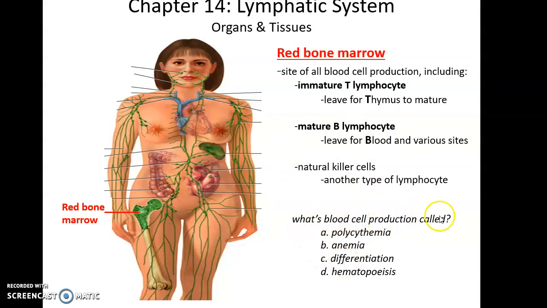So what's blood cell production called? What's the fancy word for it? That's right, hematopoiesis.